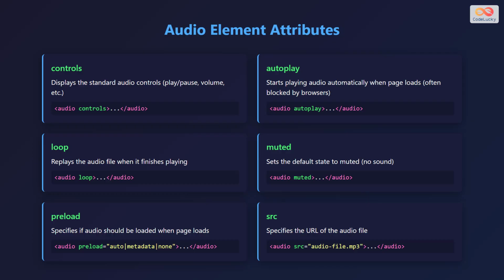The loop attribute replays the audio file when it finishes playing. The muted attribute sets the audio to be muted by default. The preload attribute specifies if the audio should be loaded when the page loads, with options like auto, metadata, or none. Finally, the source attribute specifies the URL of the audio file.